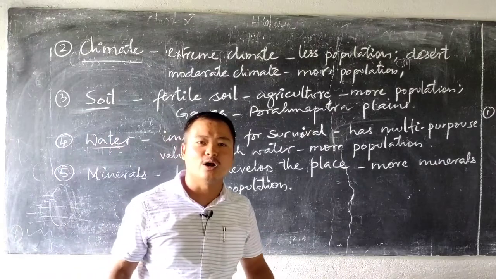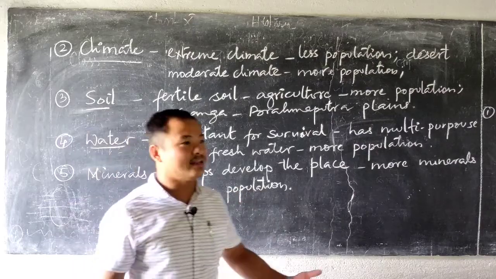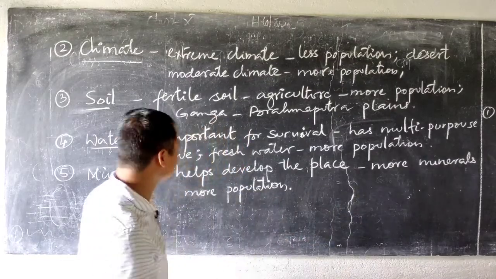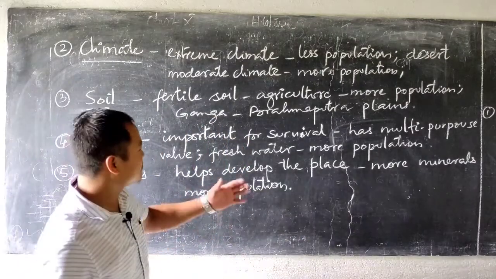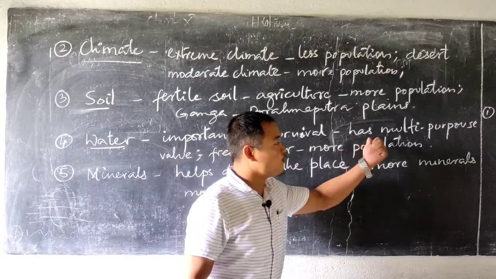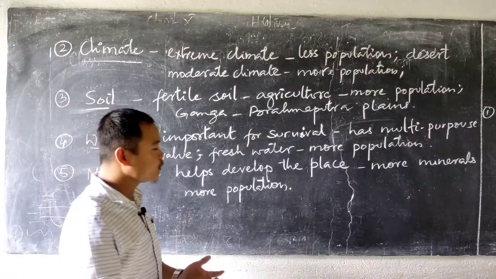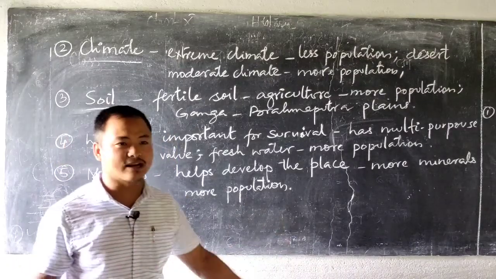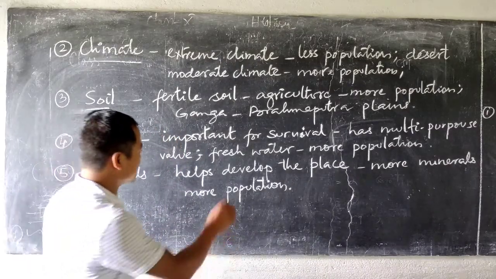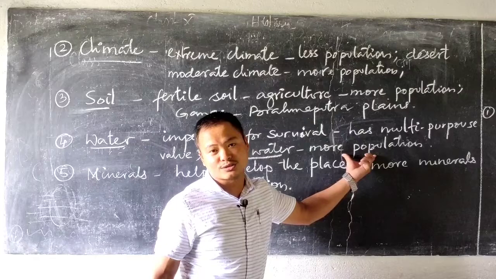The fourth one is water. When we talk about water, we all know that without water, life seems to be impossible. Scientists are even trying to find other planets where life will be possible, but the first factor that they look for is water. So water is very important for human survival. But it's not just for survival; water has multi-purpose value. We can use water for drinking, cooking, bathing, washing clothes, washing your cars, even cleaning your houses. But what is very important for life is fresh water. Wherever we find fresh water, we will see those places are mostly populated.